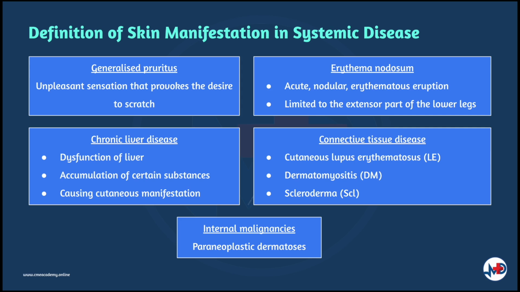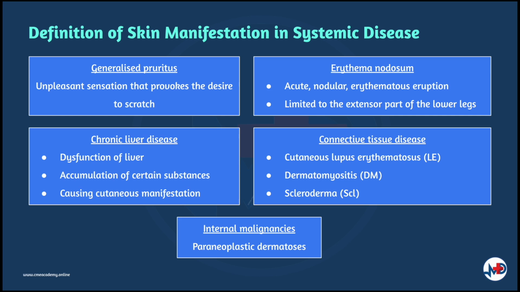Let's begin with generalized pruritus, which is an unpleasant sensation that provokes the desire to scratch, while erythema nodosum is an acute nodular and erythematous eruption that is usually limited to the extensor aspect of the lower limbs, and it's more commonly seen in women in their 20s to 40s.